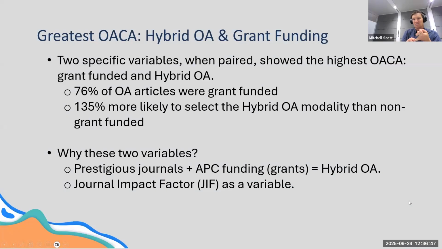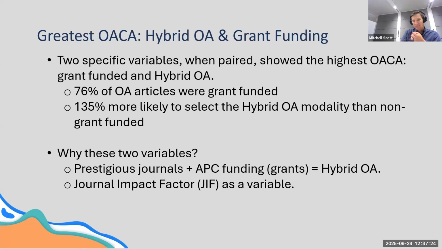So digging into funded articles a little bit more, and Ben talked about this, there were two combined variables that created the greatest OACA: grant funding and hybrid OA. 76% of OA articles were grant funded. These were 135% more likely to publish in a hybrid journal than unfunded articles. So to us, what this means is that hybrid journals represent many of the publishers' higher impact, more prestigious content. So it's no surprise to us that the highest OACA rests with this portfolio of titles, and that the highest percentage of grant-funded research is published in this portfolio of titles.